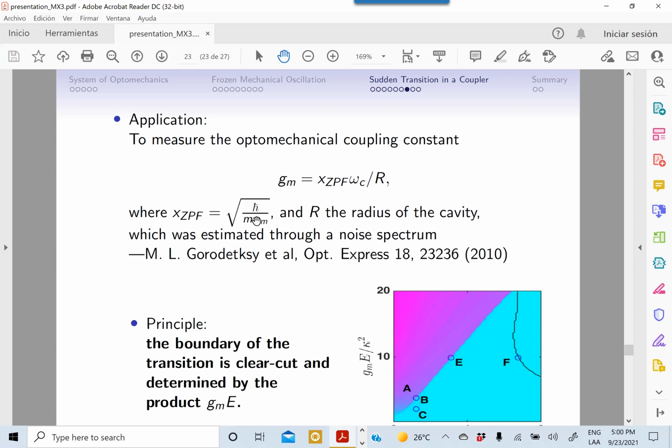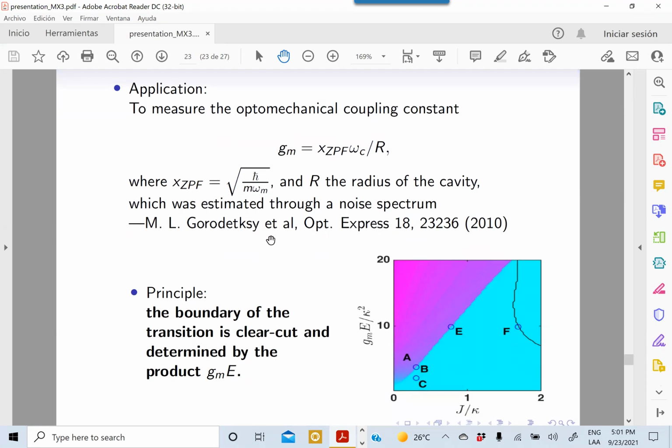I think most people are familiar with this zero-point fluctuation, which appears first in the quantization of a simple harmonic oscillator, with a very, very tiny amount. So this g_m becomes relatively small due to the existence of this small factor, although m_c is quite large. Previously, the measurement of this g_m was through an estimation by homodyne detection of a noise spectrum, but it was only roughly estimated. Given this type of sudden transition, g_m can be measured in an accurate way.